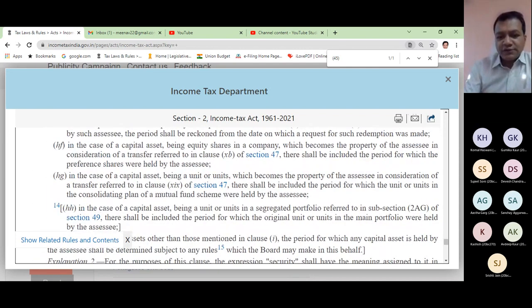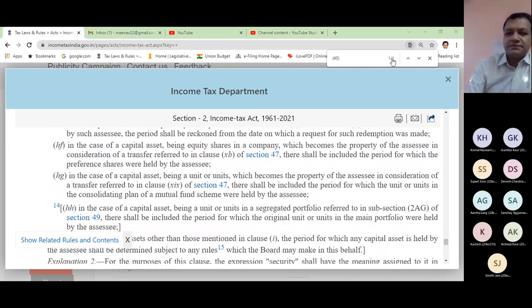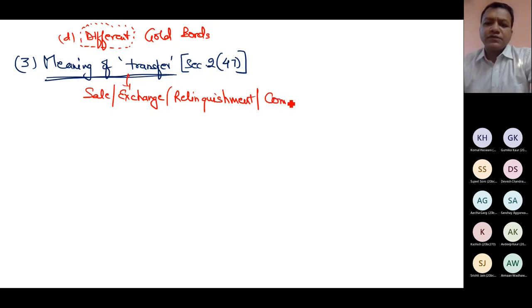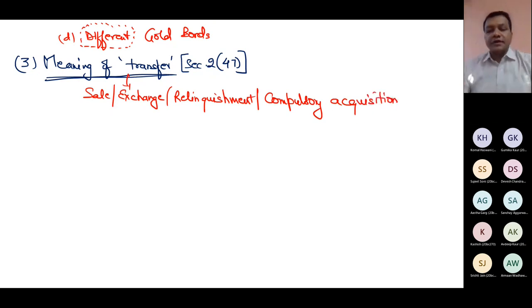So one thing is sure: what is transfer? Not only sale is transfer. You must remember that every sale, exchange, relinquishment, compulsory acquisition, all these things of any capital asset are treated as transfer.